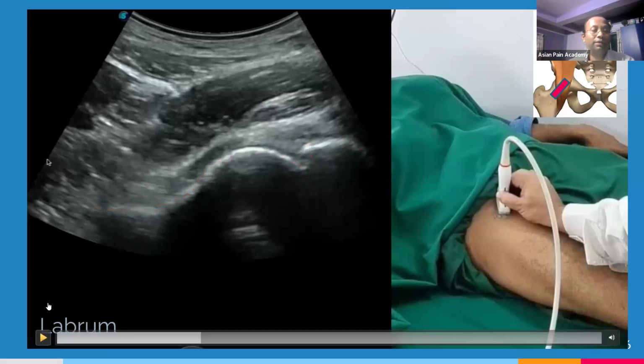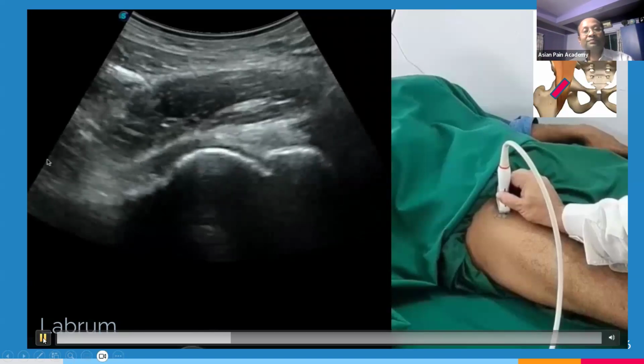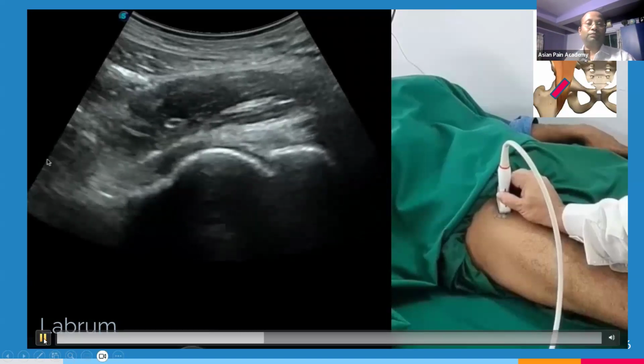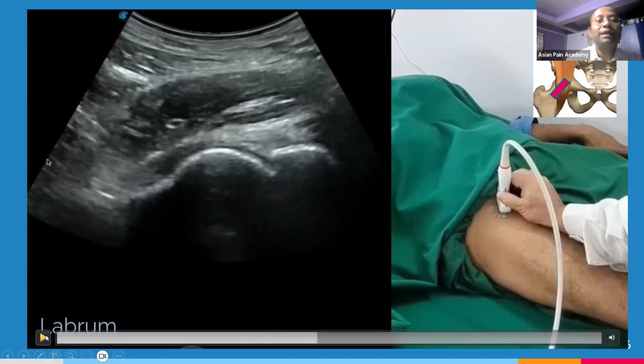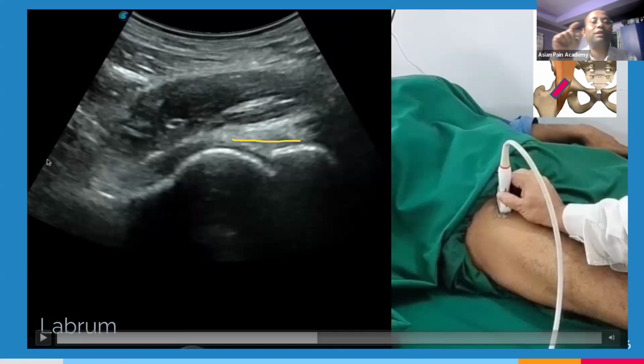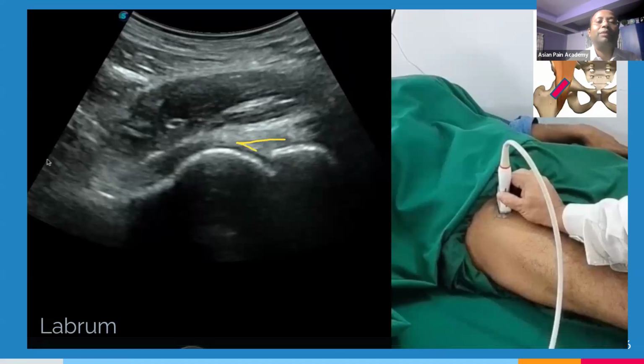Okay, let's see. Here there is one important thing. So you can see there is a small line here. If you see carefully, you can see the line. So actually this part is labrum. Remember, labrum is a fibrocartilage. So that's why just below labrum, we can see the bone. But this side, acetabulum is a bone. That's why these are all acoustic shadow. We cannot see below that. Okay, so this is the joint we can understand.